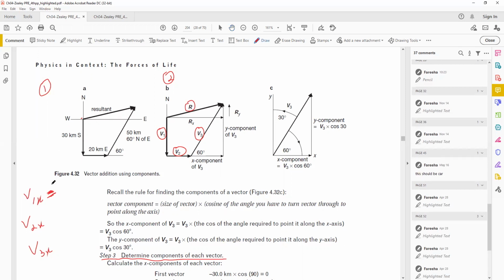So we can start with the x components. When we talk about x components, we have to find v1x, v2x, v3x. Now I was asking you the formula for these. So what is the formula for v1x? I just told you. The formula for v1x is?